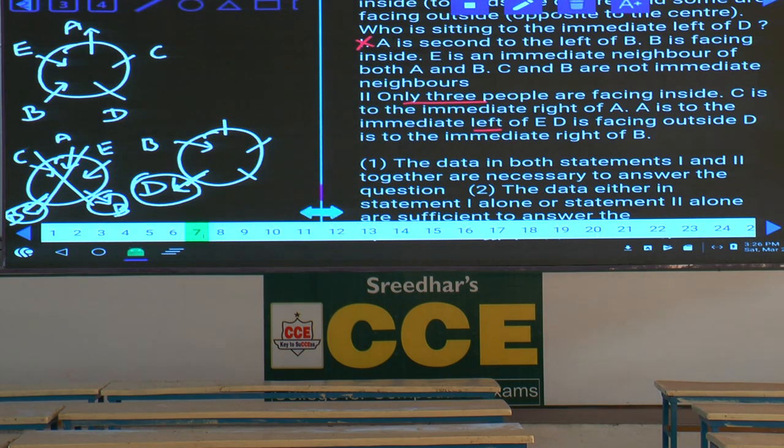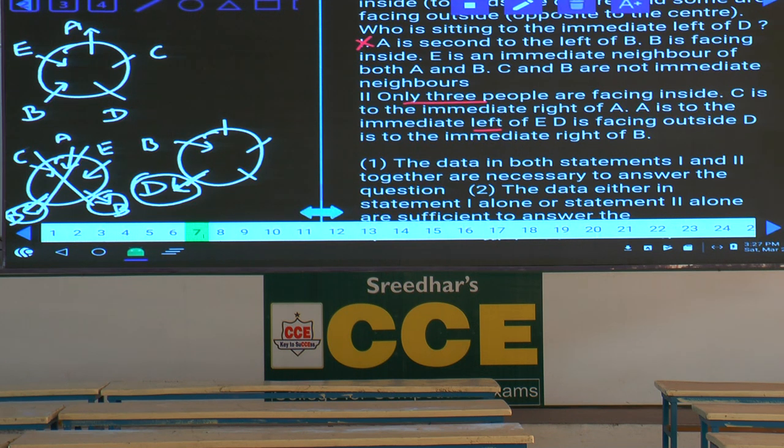Then, A is to the immediate left of E. D is facing outside. D is to the immediate right of B. This is valid. Then, A is seated second to the left of B. And B is facing inside. E is an immediate neighbor of both A and B. C and B are not adjacent to each other.